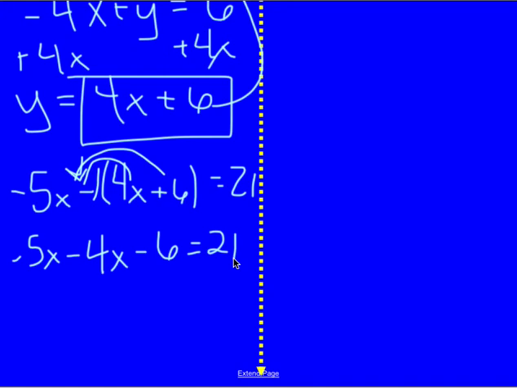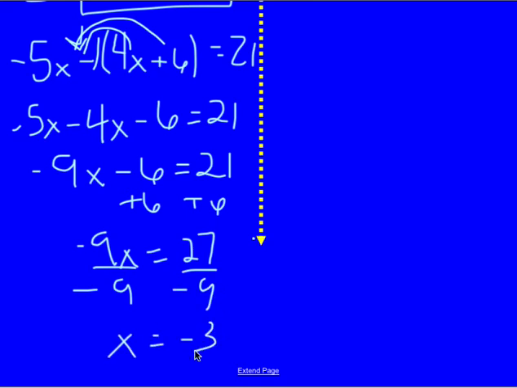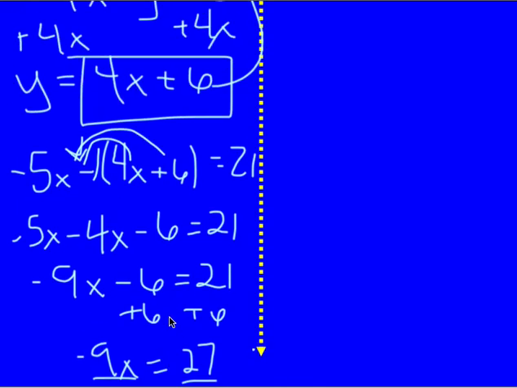So now we need to combine our x terms. Negative 5x minus 4x is negative 9x. Minus 6 is equal to 21. So then I need to go ahead and add 6 to both sides. So then what I end up getting is negative 9x is equal to 27. Well, I'm going to solve for x, so I'm going to go ahead and divide both sides by a negative 9. 27 divided by a negative 9 is a negative 3. So now I know that x is equal to a negative 3.